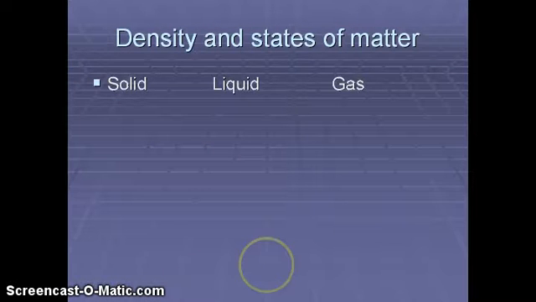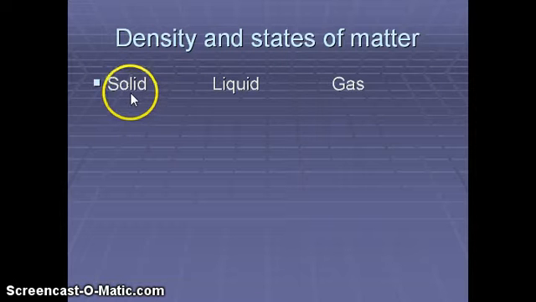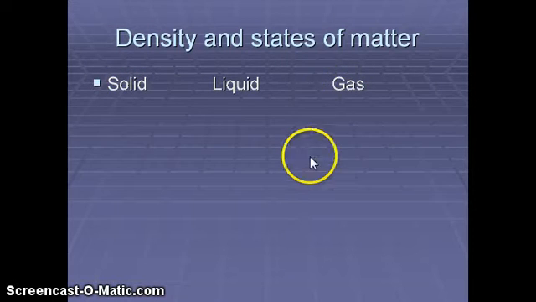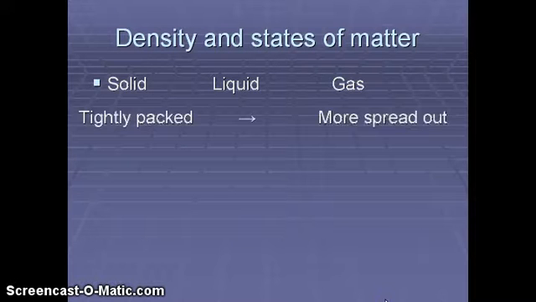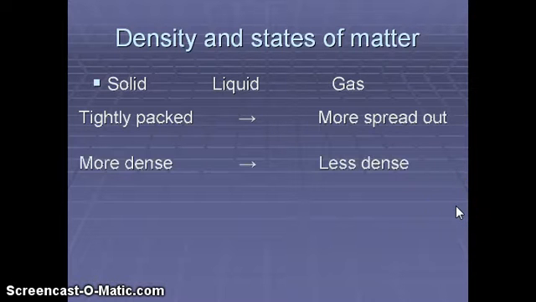Density also relates to states of matter, and as you should remember, the three states of matter are solid, liquid, and gas. There's also plasma, but we won't be talking about that until second semester. So, in a solid, the molecules or atoms are tightly packed together. In a gas, they are more spread out. So a solid is more dense, and a gas is less dense.